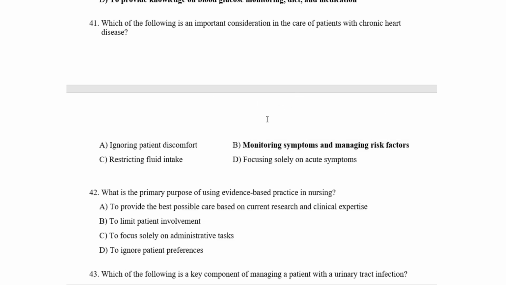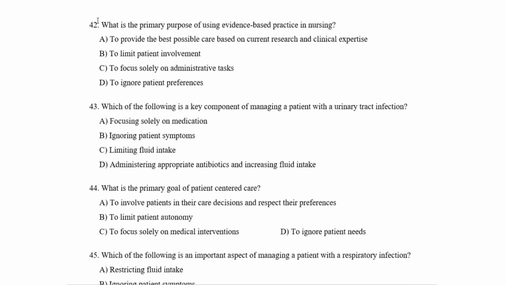Well, similarly let's look at question number 42. What is the primary purpose of using evidence-based practice in nursing? Option A, to provide the best possible care based on current research and clinical expertise. Option B, to limit patient involvement. Option C, to focus solely on administrative tasks. Option D, ignoring patient preference. The correct answer is option A, to provide the best possible care based on current research and clinical expertise.